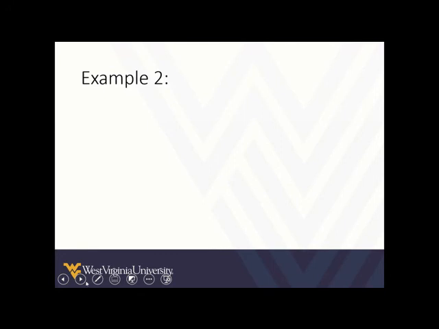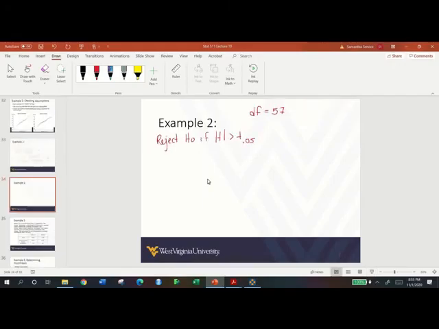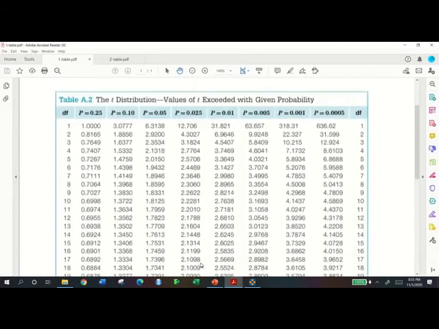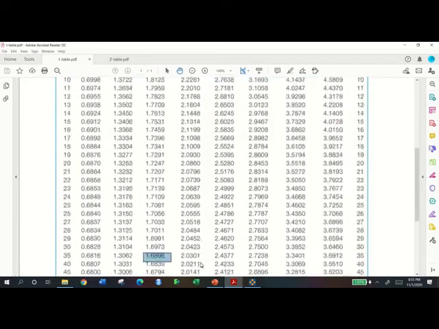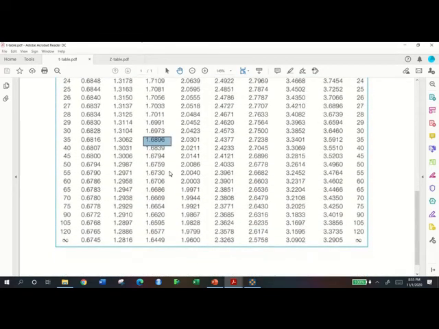So now we can move on to our third step, and that is that we will reject our null hypothesis if the absolute value of t is greater than t alpha over 2. We established alpha over 2 was 0.05, and that we have degrees of freedom equal to 57. So let's exit out of here and take a look at our t table. And so, third column, and as close as we can get to 57, which in this case is going to be 55. And so we are going to have a critical value of 1.6730.